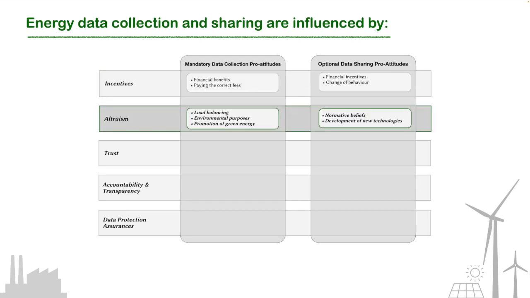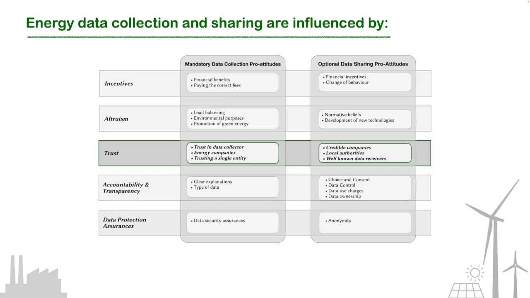Other participants' interests were mainly focusing on the benefit of everyone. For example, allowing data to be collected to help balance the load on the main grid. Other participants wanted mandatory data to be used to promote green energy, while optional data could be used to develop new technologies.